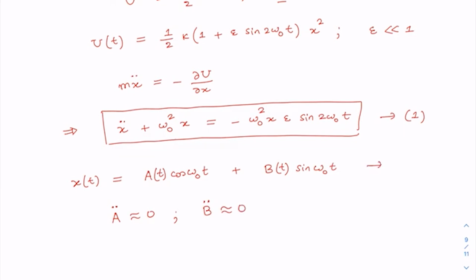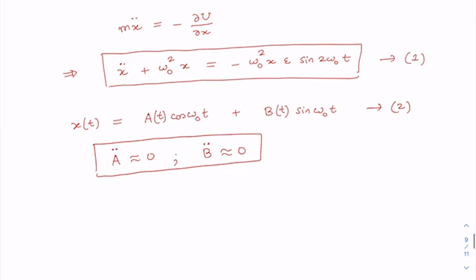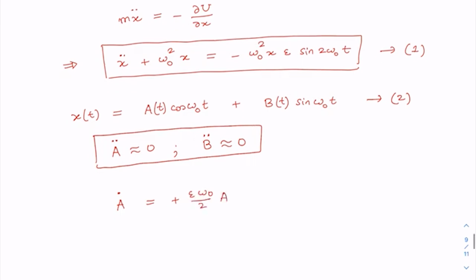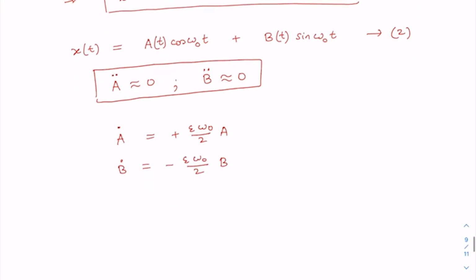Now if we put this solution in equation 1 and also take these conditions into account, that means a and b are slowly varying in time, then after some straightforward algebra we can get these equations for the time evolution of a and b. a dot would be equal to plus epsilon omega 0 by 2 times a, and b dot would be equal to minus epsilon omega 0 by 2 times b, and these two equations have obvious solutions.